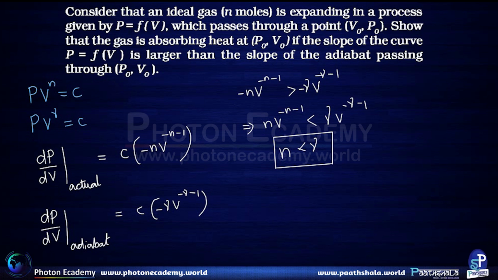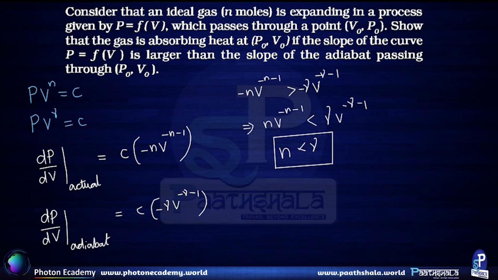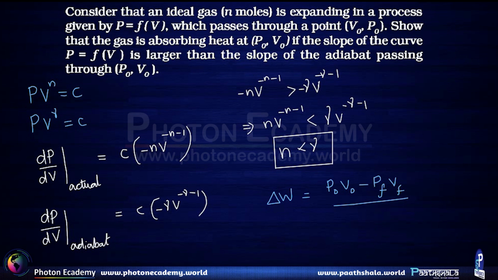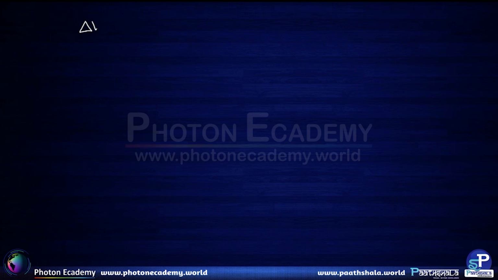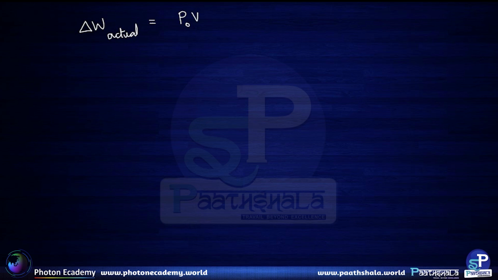Now let's see what is the work done in the process PV^n = constant. So ΔW for the process PV^n = constant is given by (P0V0 − PfVf)/(n − 1). This is a derived expression where P0, V0 are the initial state pressure and volume, and Pf, Vf are the final state pressure and volume. From this, ΔW actual is equal to (P0V0 − PfVf)/(n − 1).